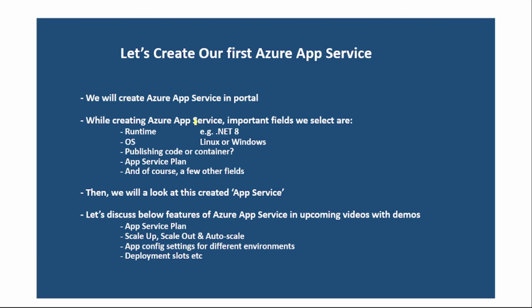Hello guys, in this video, let's create our first Azure App Service. So, we will create Azure App Service in portal. Now guys, while creating Azure App Service, the important fields which we select are runtime, for example .NET 8, operating system, whether Linux or Windows, then whether we are publishing the code or container, then App Service Plan.